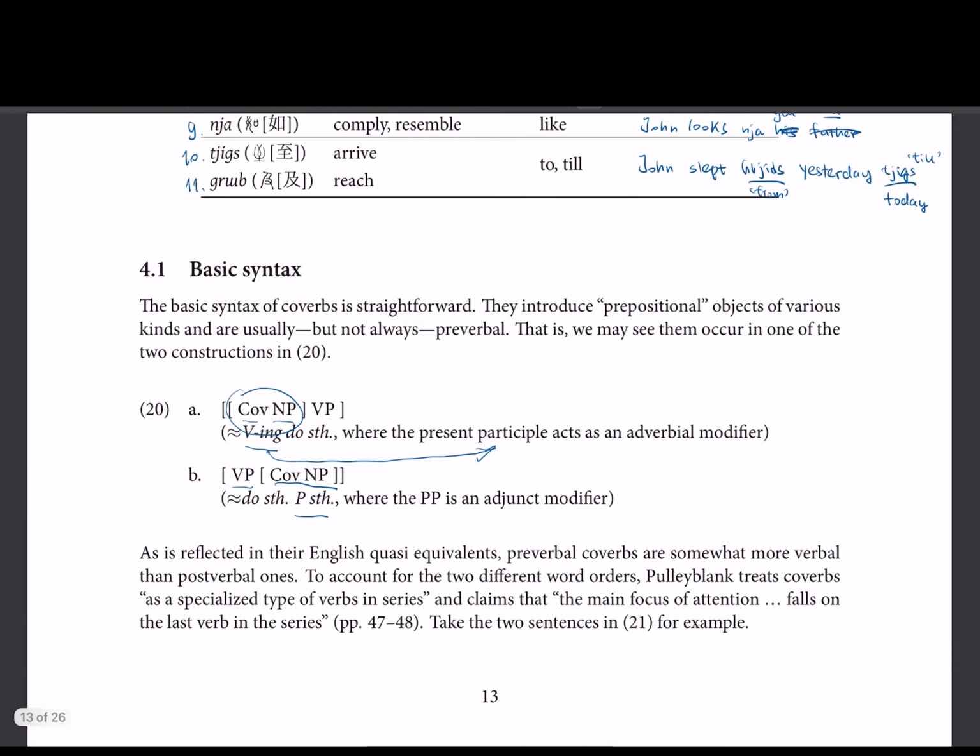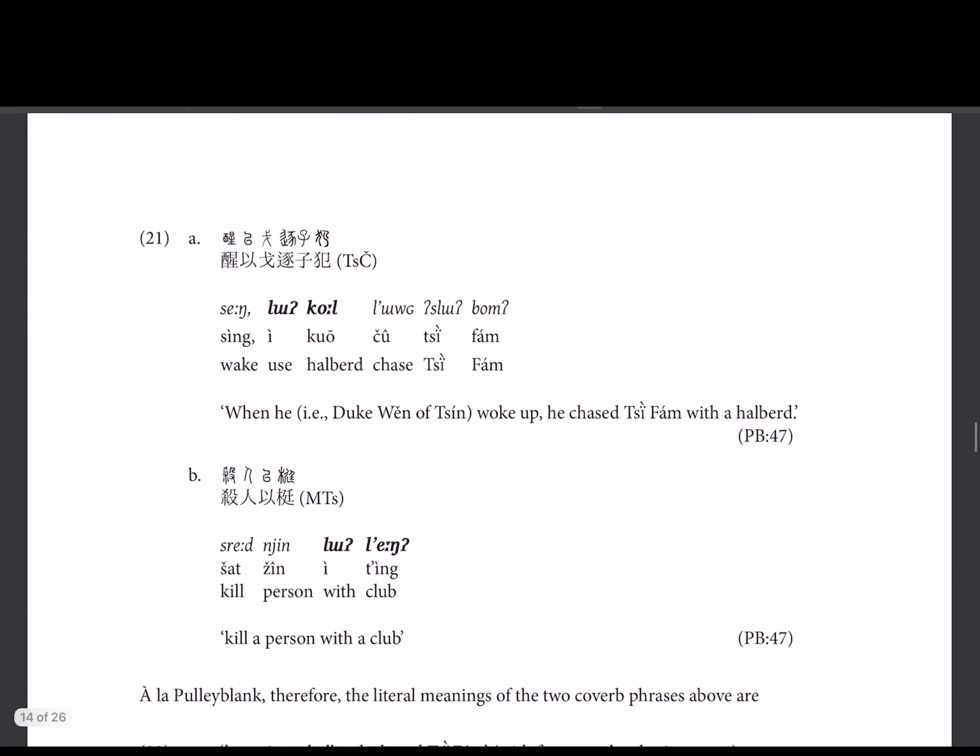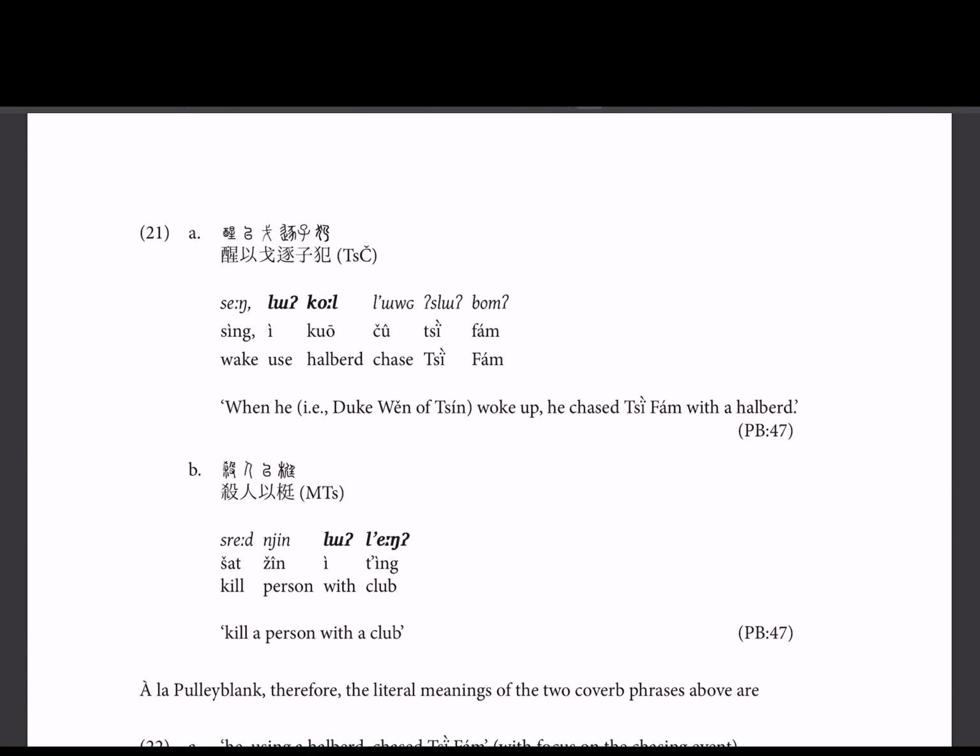To illustrate, let's look at the examples in 21. 21A. Sing, look, cold, lug, slow, boom. Or in modern Chinese, 醒一锅煮子饭. Here we see a pre-verbal coverb phrase, use halberd or with halberd. So after Duke Wen of Jin woke up, he took a halberd and chased 子饭.